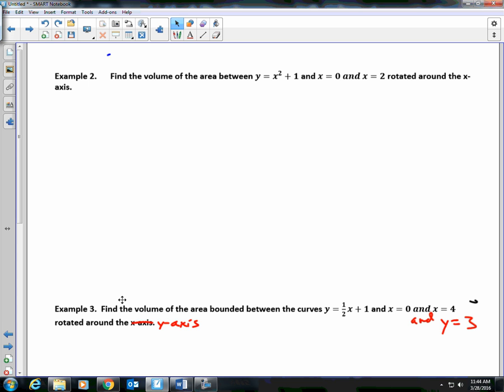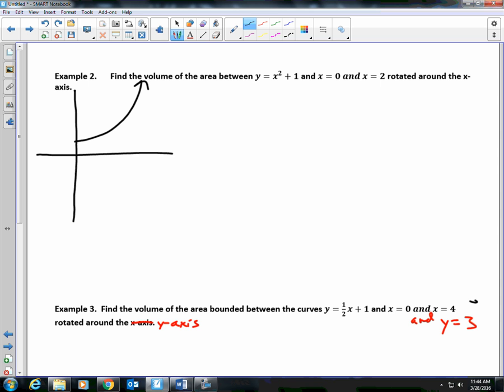Example 2, find the volume of the area between y equals x squared plus 1, x equals 0, and x equals 2 rotated around the x-axis. What shape does x squared plus 1 make? Parabola? Who said a line? Holy cow. Try 9th grade again. All right. Yeah, that's a good point. All right, so if I rotate it around the x-axis, and again it's x equals 2, this is kind of the shape you're going to get.